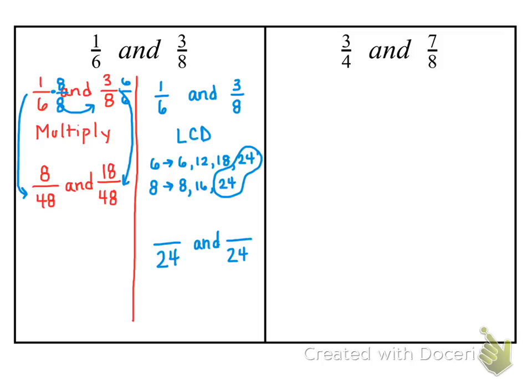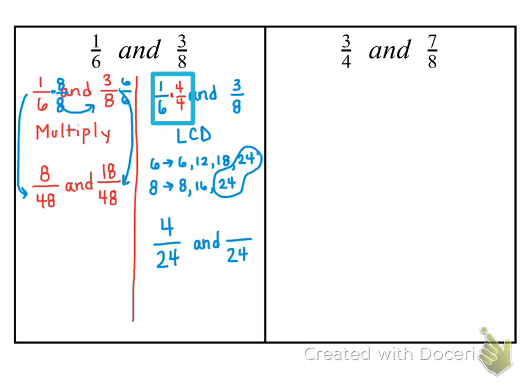Let's go back to the original problem then. I want to change 1/6 to something over 24. So what am I going to do to 1/6 to make it over 24? I know that 6 times 4 is 24, so I have to multiply the fraction by 4 over 4 to write that equivalent fraction. 6 times 4 is 24, and 1 times 4 is 4. So that fraction is done.